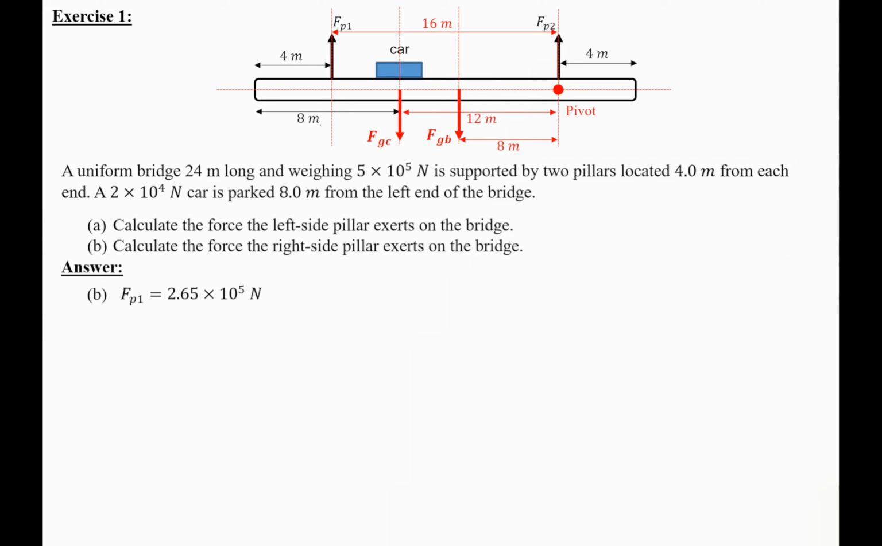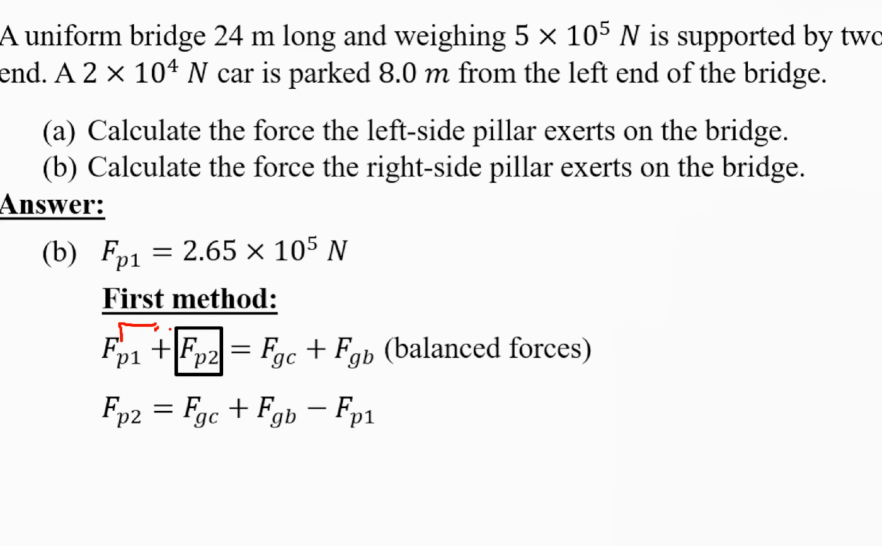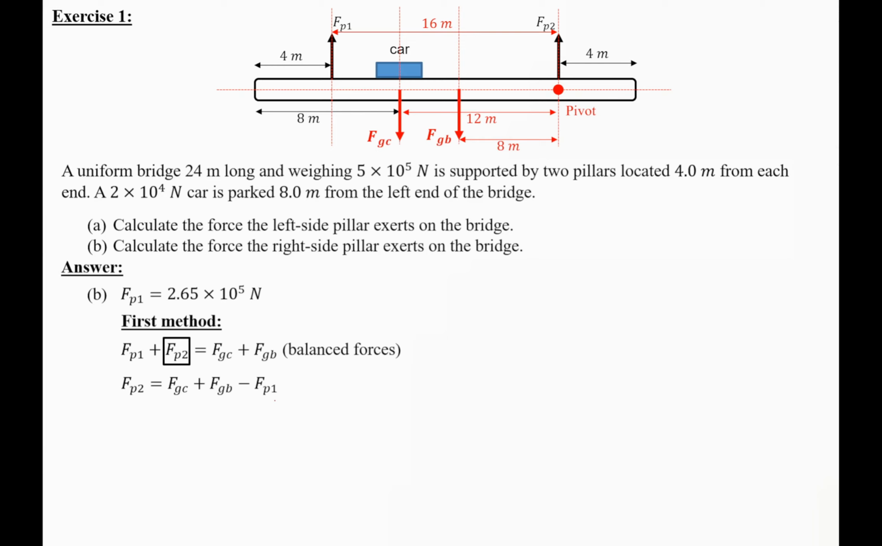Now in part B, calculate the force the right side pillar exerts on the bridge. We can do it in two ways, as you can anticipate. The first one is by referring to the first equation that we wrote down. Now we have only one unknown, FP2, because FP1 is already determined. Moving terms to the other side, that would be FGC plus FGB minus FP1, and we have all the values, so we can plug them in and we get 2.55 times 10 to the power 5 newtons. So this is one suggested solution.